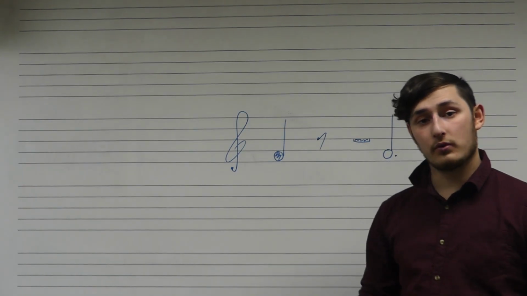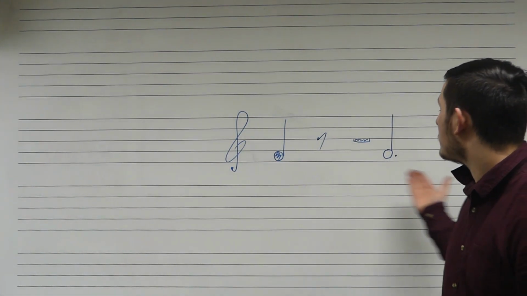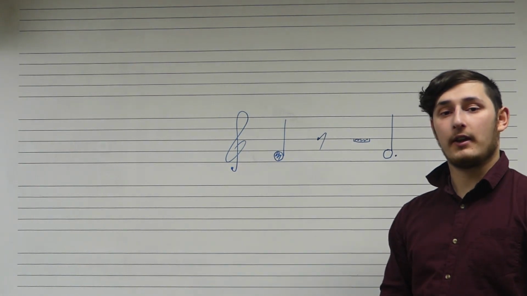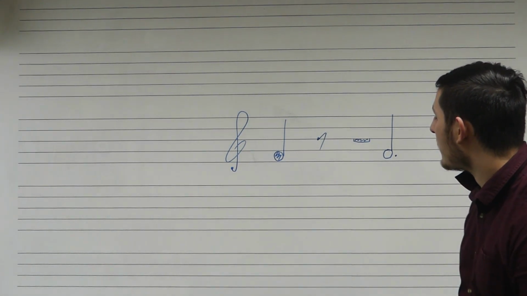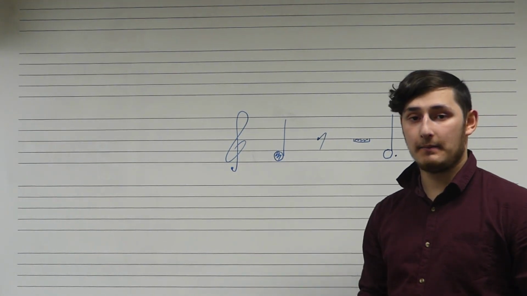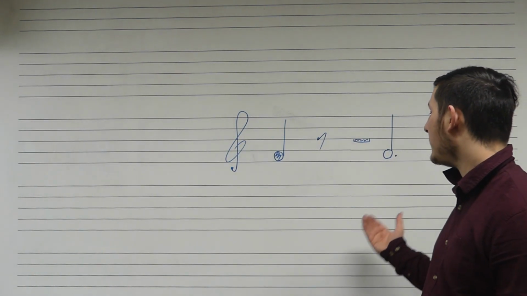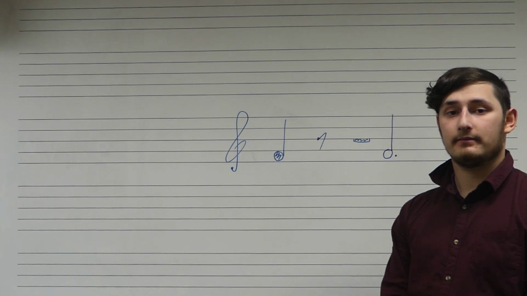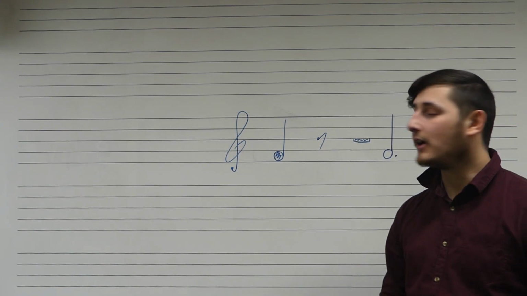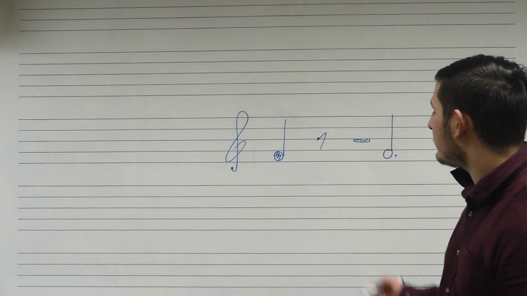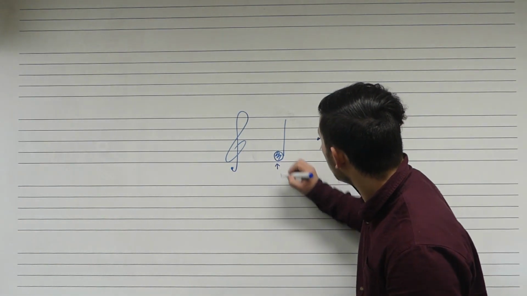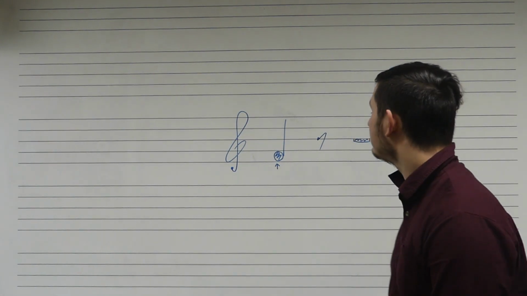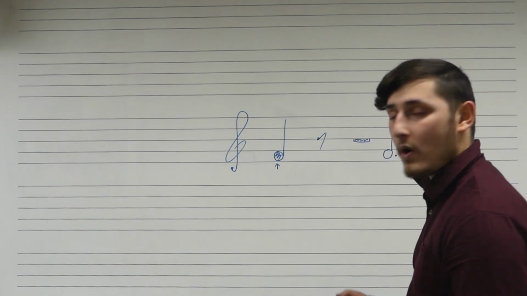So why don't you pause the video and determine what these note values are. I would like their European name and how many beats they are worth. Alright, so this first note is a crotchet and it is worth 1 beat.